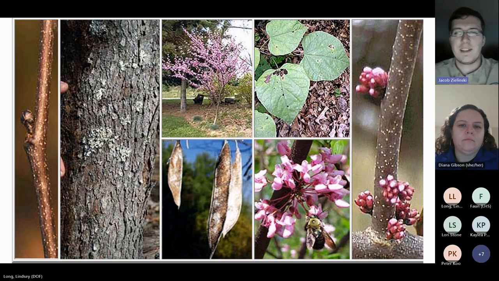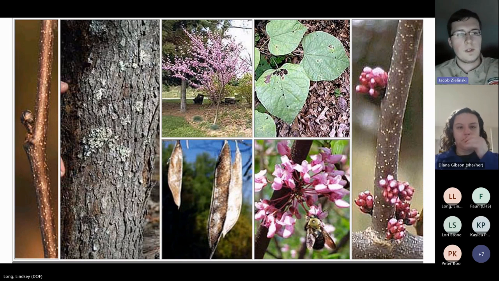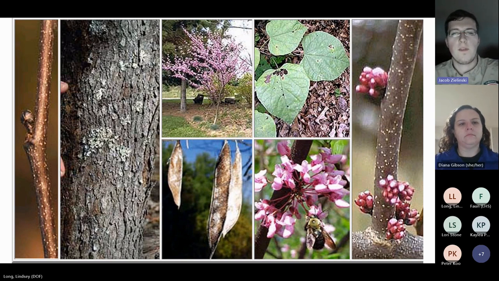So here's a nice picture of a redbud. You can see everything from the bud on the very left to the cork cambium, the bark there. So we have the flowers, being produced by one of the primary meristems. Fruits are simply flowers. Leaves are again going to be produced by that primary meristem.